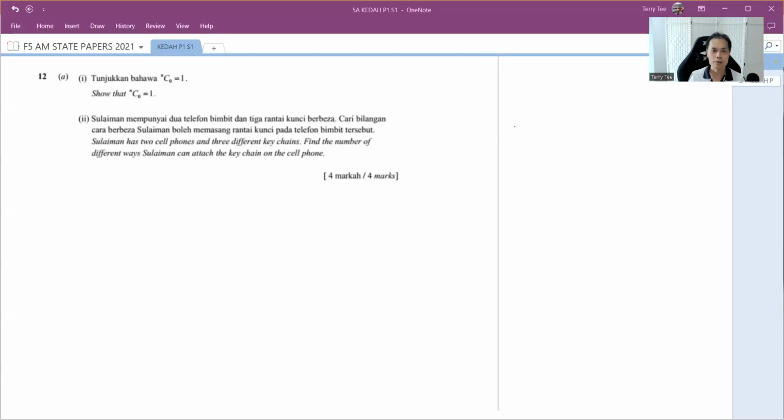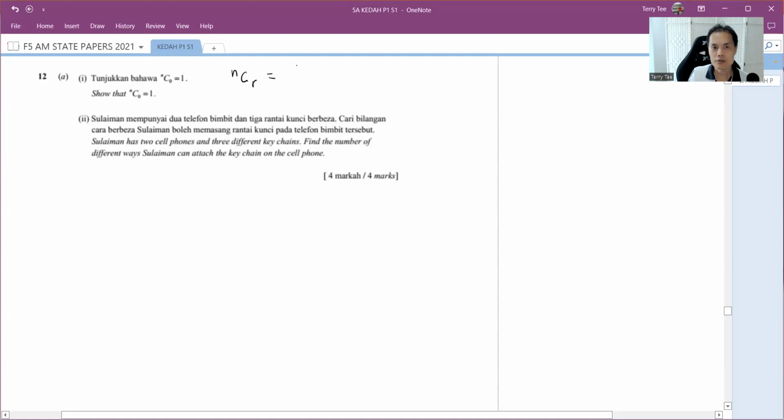Okay, let's look at number 12. So 12a, this is Form 5, Chapter 4, Permutation and Combination. Show that NC0 equals 1. First of all, you need to know this formula is given in the exam. NCR means out of n items, I choose r items, and is given by n factorial divided by n minus r factorial times r factorial.